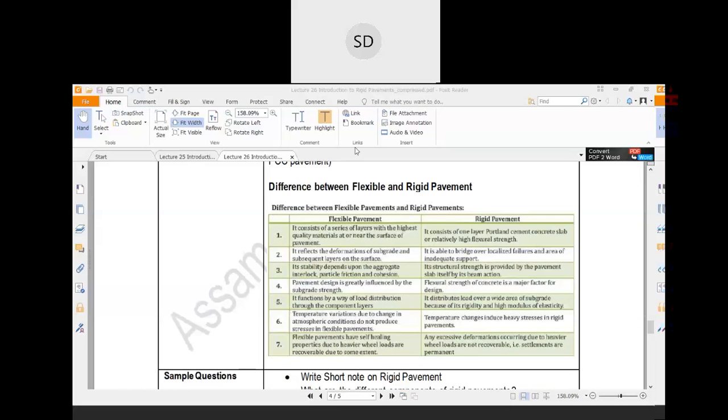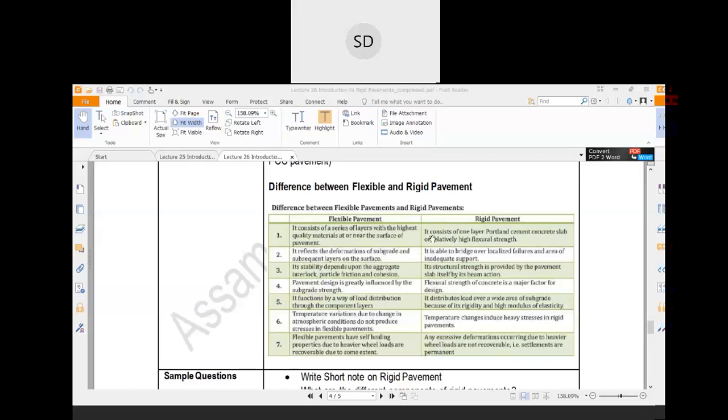Now another important thing is the difference between flexible pavement and rigid pavement. So if you discuss about this, the flexible pavement consists of a series of layers with the highest quality materials at or near the surface of the pavement. Why? Because at the top layer the stress would be higher, and in the bottom layer the stress would be lower. Therefore, very high quality materials are used over the top surface.